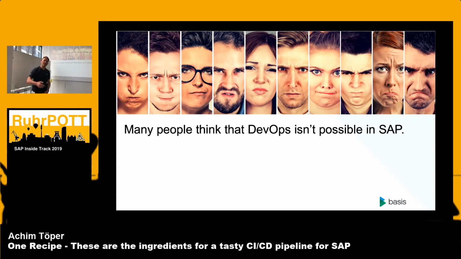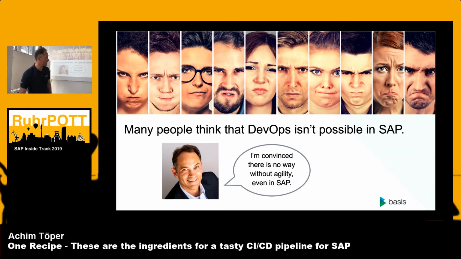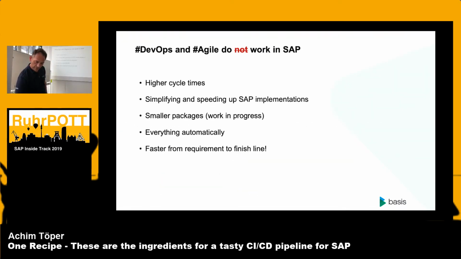And thanks to Paul, I was in your talk, and you talked a bit about a continuous delivery pipeline that SAP plans and the user groups are talking about. They do it a little bit differently than in our world. Still, many people think that DevOps isn't possible in SAP. And to be honest and to be clear, I'm convinced there is no way without agility, even in SAP. So let's do a little deep dive into that topic and look at a few things.